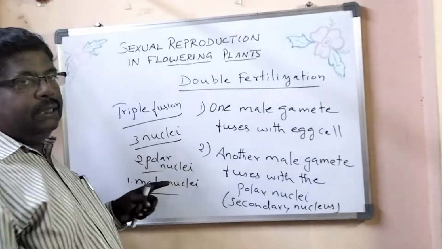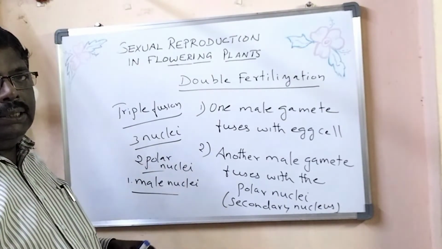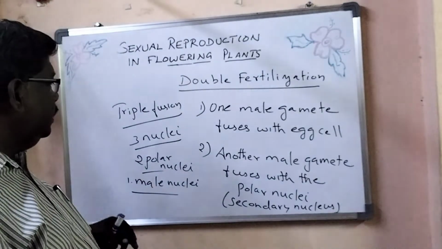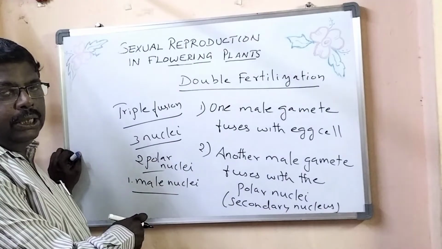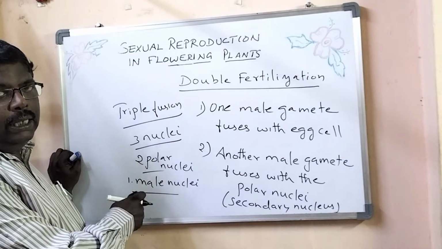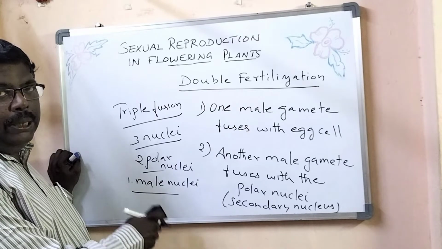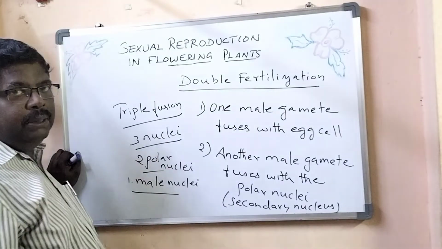So this secondary nucleus, which is triploid in nature, will give rise to the endosperm. This secondary nucleus, which is triploid in condition, will give rise to endosperm. That endosperm is triploid in nature.